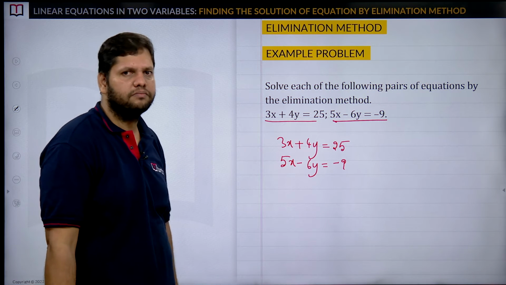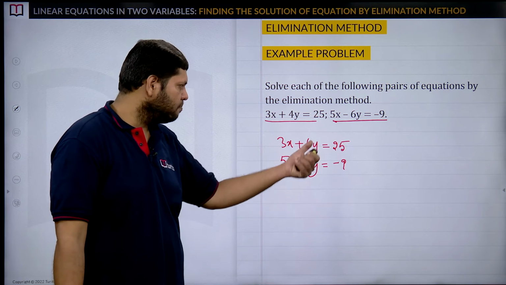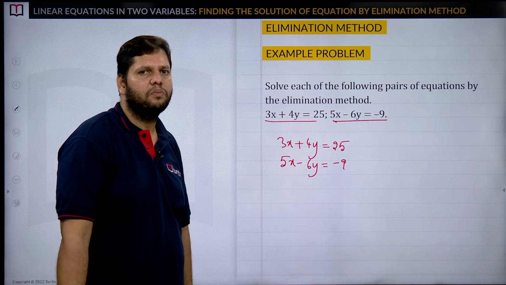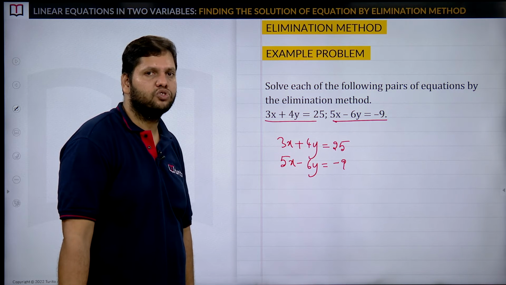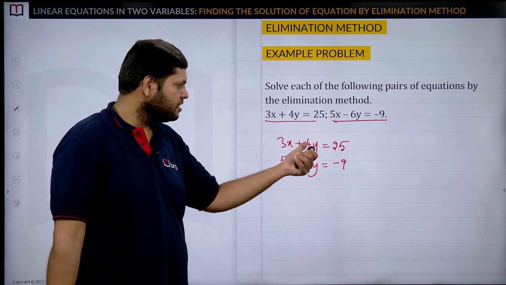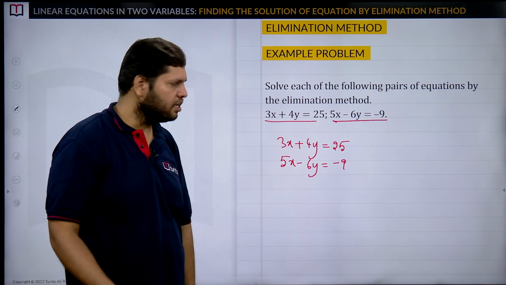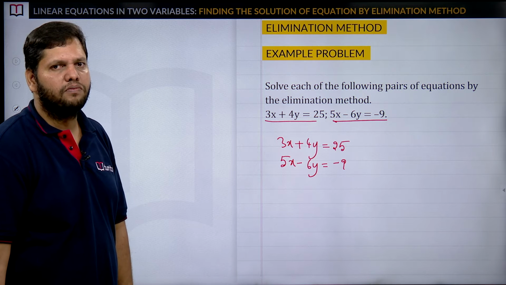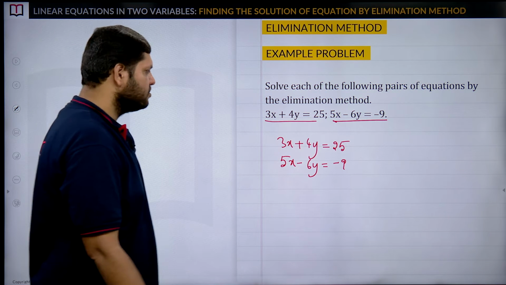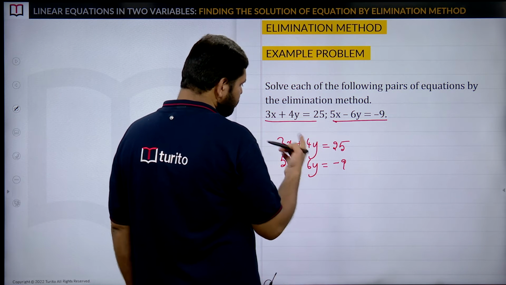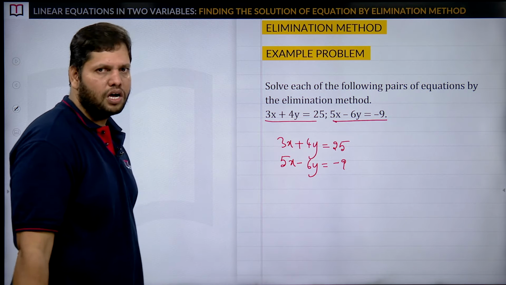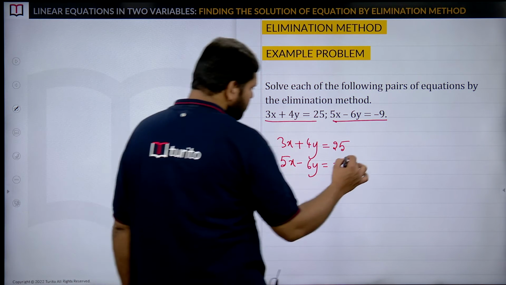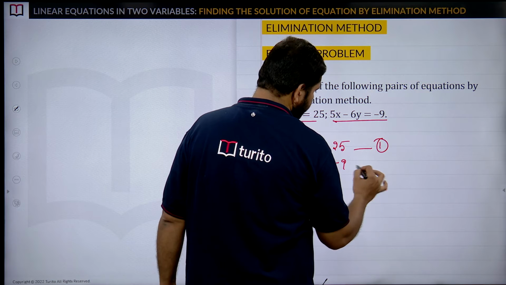Okay children. Now children, I want to make the y coefficient the same. Are you getting my point, children? I want to make the y coefficient the same. Here the y coefficient is 4, here the y coefficient is 6. So can you tell me, children, what is the LCM of 4 and 6? LCM of 4 and 6 is 12. So for the first equation, I want the y coefficient to be 12. For the second equation also, I want the coefficient to be 12. So for that, can you tell me, children, which number we need to multiply? Any idea?